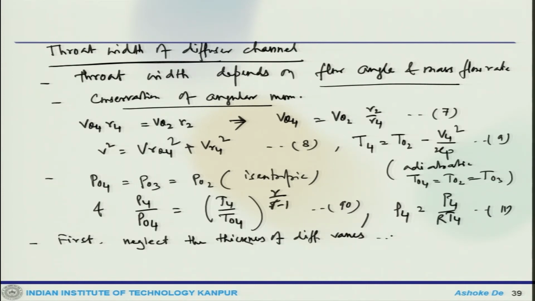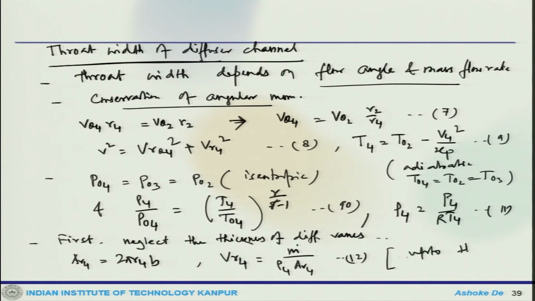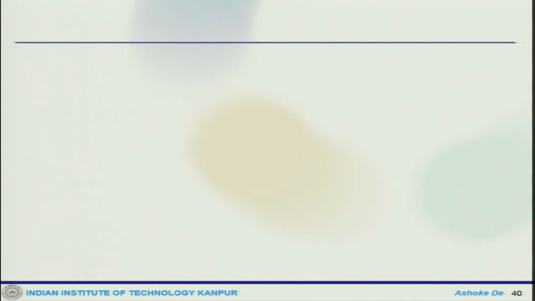Okay. So, once you do that, then it becomes quite simplified, and one can write A r4 is 2 pi r4 into B, and from there we will write V r4 is m dot by rho 4 A r4. So, one can do iteration up to this to get V r4. So, the iteration can continue up to this and to get that.